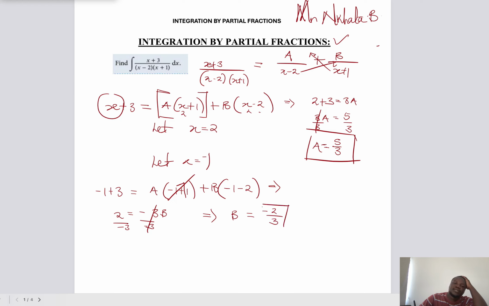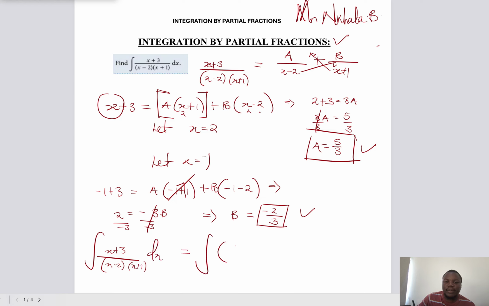So once we do this, then we can integrate. Okay, so what we are going to do, because we know from the beginning that this was equal to a over x minus 2 plus b, where there is a, I'm going to put 5 over 3. So the integral now of x plus 3 over x minus 2 x plus 1 dx would be the same as the integral of, open brackets.